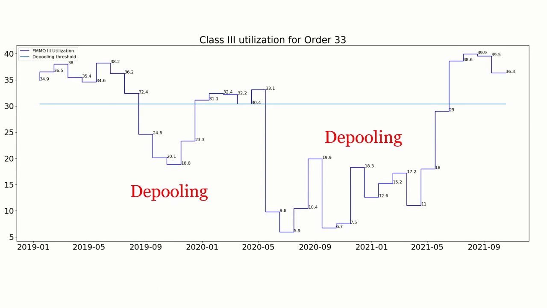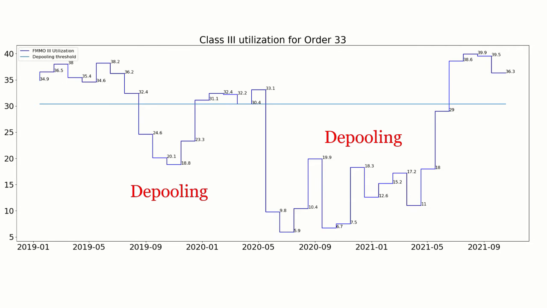Now the problem is we're going to have depooling. So if you think about it, for example, if class 3 is particularly high and we take that money and we put it not in the pool, that's going to lower the amount of money collected by the pool. And again, this is Order 33. This is the class 3 utilization.